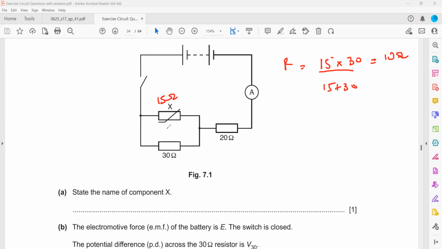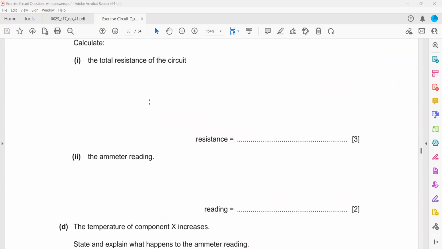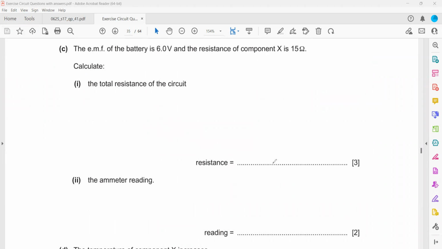So this combination is 10 and this one is in series. So what is the total resistance of the circuit? The total resistance will be 10 plus 20, which is 30. So we first work out the combined resistance of this parallel combination and then add 20 because that is in series. So the total resistance of the circuit is 30 ohms.